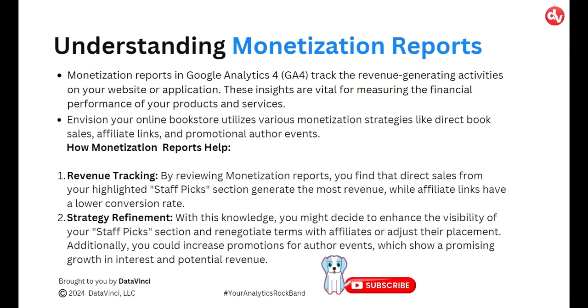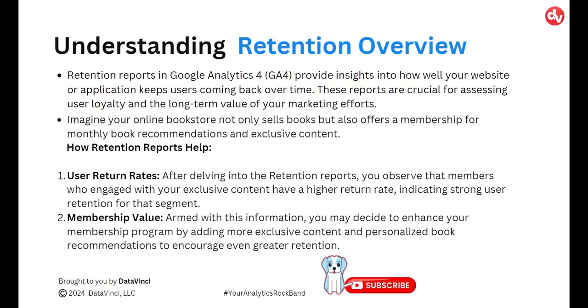That is, you may decide to enhance the visibility of your staff picks section and renegotiate terms with the affiliates or adjust their placement. Additionally, you could increase promotions for author events, which show a promising growth in interest and potential revenue. So this is how you can refine and fine-tune your strategies using the monetization reports in order to increase your revenue. The last chapter is the retention overview.